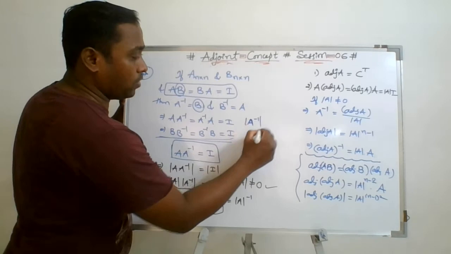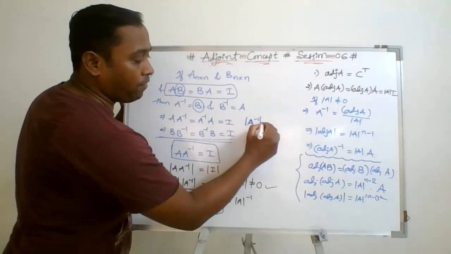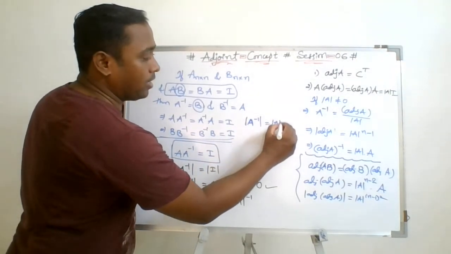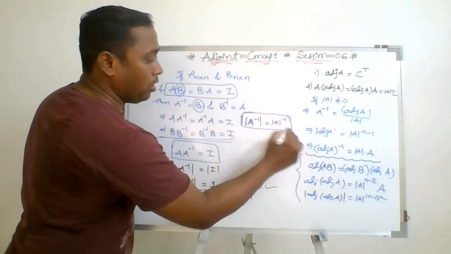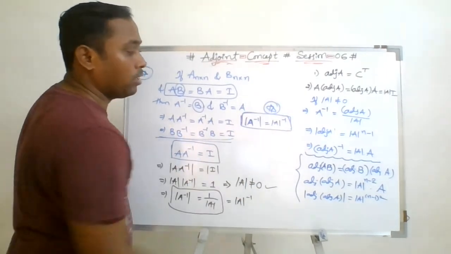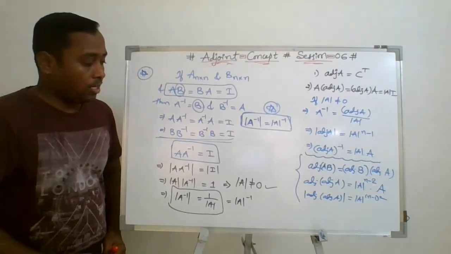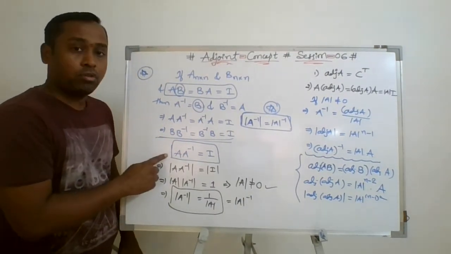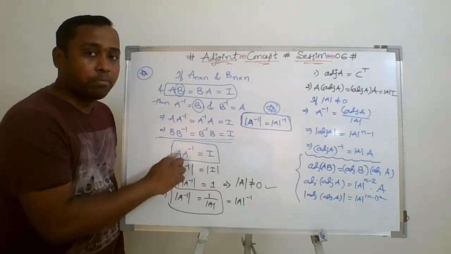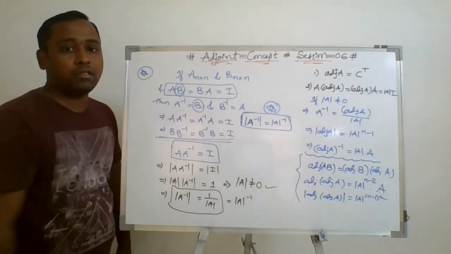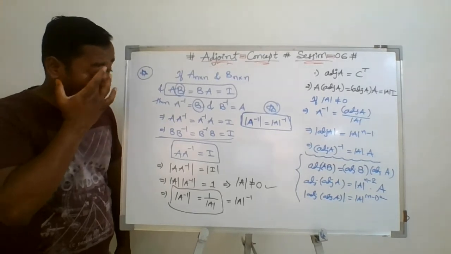Determinant of A inverse, right? Det of A inverse is equal to det A to the power of minus 1. A small but most powerful result it is. So what I did, I simply took the main result. I just took the det on both the sides. By simplifying, I was able to get the important result.